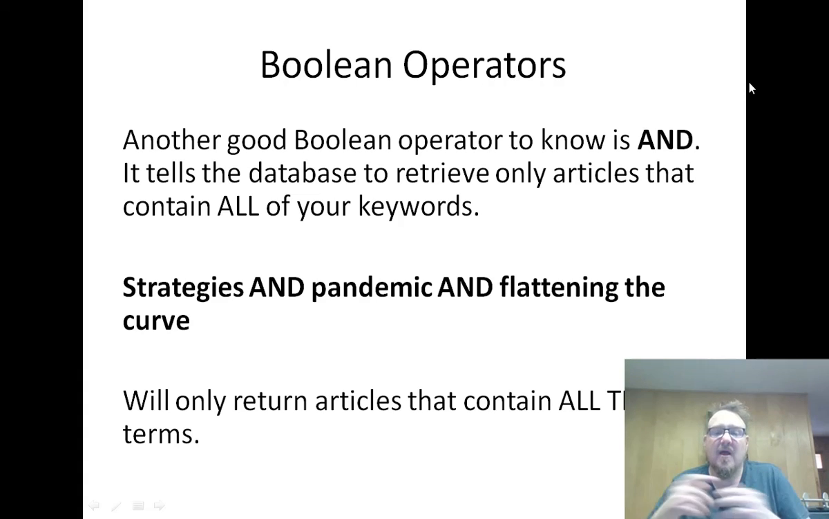It narrows it. When I use and, it tells the database to retrieve only the articles that contain all of my keywords at the same time, like strategies and pandemic and flattening the curve will retrieve only articles if those articles contain all three of my words, all right?